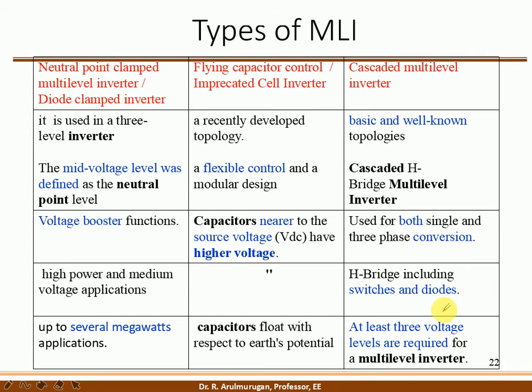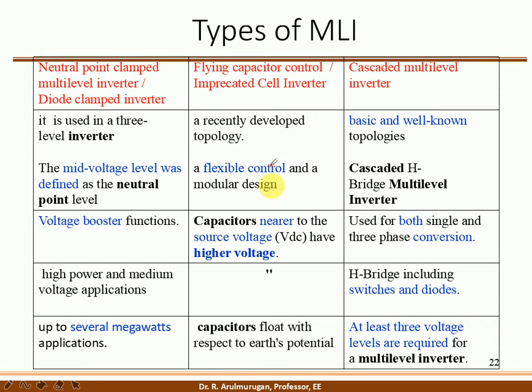Okay. The tabulation is showing the difference between the 3 methods. Okay, diode clamped method. The mid voltage level will define the neutral point. So this is about the flexible control method. Even flying capacitance is one of the flexible control methods. And the basic method is the cascade multi-level inverter, which is used for both single phase and three phase conversion.